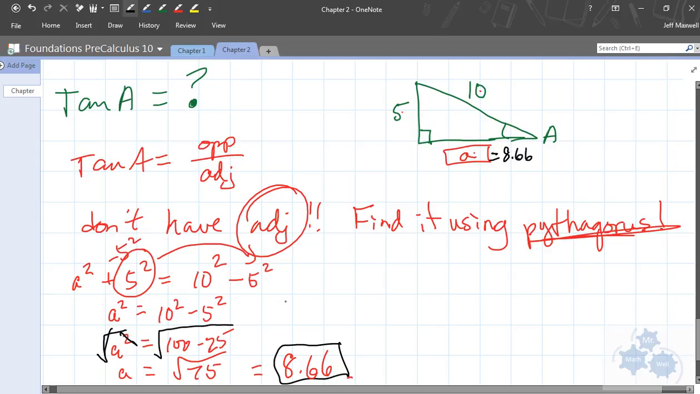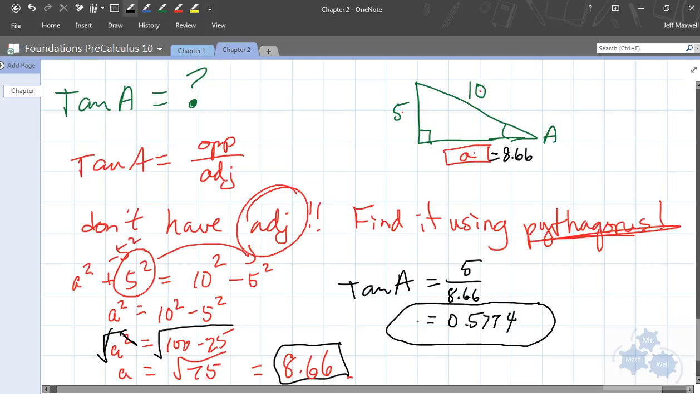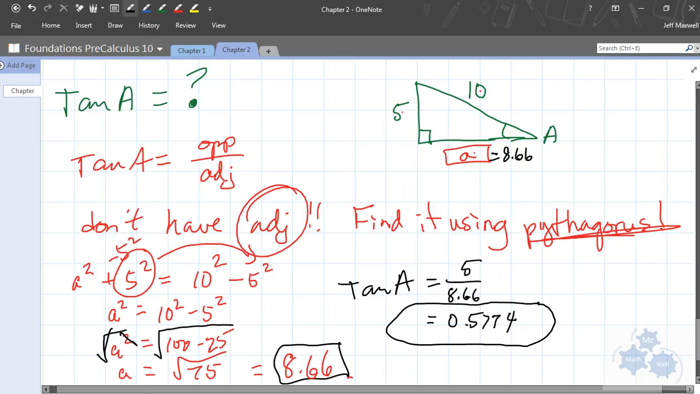So your final step would be tan of A equals opposite, that's 5, divided by 8.66. This is your ratio, so this is the answer to the question. The tan of A is 0.5774. Does that make sense? Does that look right? Did anyone get this answer before I got it? Okay, 3, 4 of you. So that's a question that you're going to be practicing.